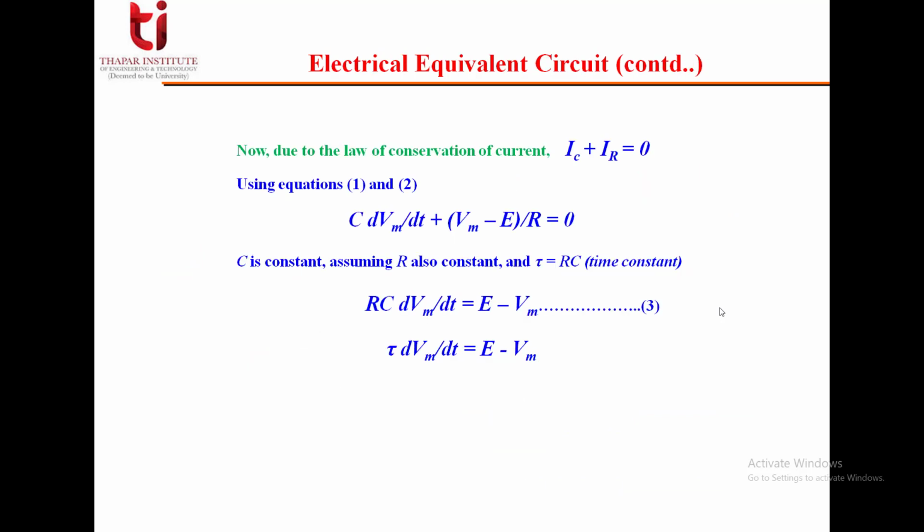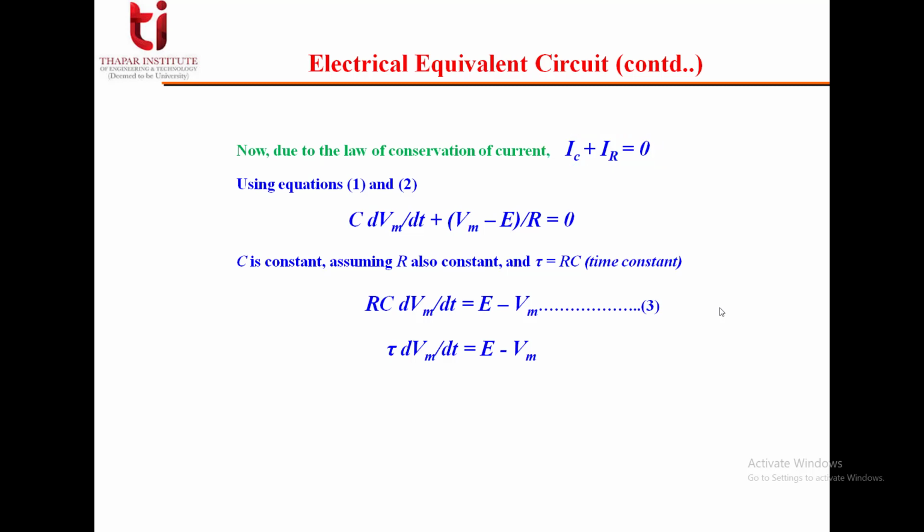Now due to the conservation law of current, the total current entering or leaving a particular junction should be 0. That is Kirchhoff's current law. So by that we have IC plus IR, that is the capacitive current and the resistive current. The sum should be 0.